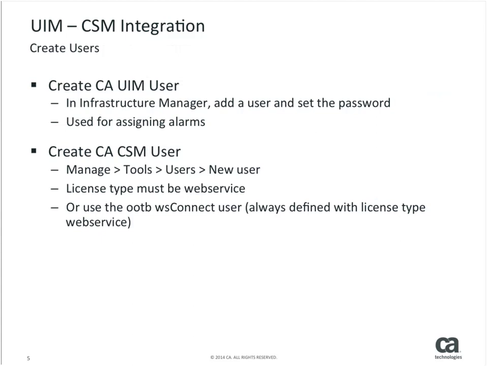Same thing, we need a CSM user to be able to do the communication between UIM and CSM. We can use the built-in REST Connect user, which is always defined with a license type of web services, because that is the only condition for the user. It has to be a license type web services. If you try to do it with another license type, then it will fail. So most of the time, in implementations, I'm using the out-of-the-box REST Connect user, and the only thing I need to do to be able to use that user is reset its password, so that I know it and I can supply it in the configuration of the NSD gateway probe itself.